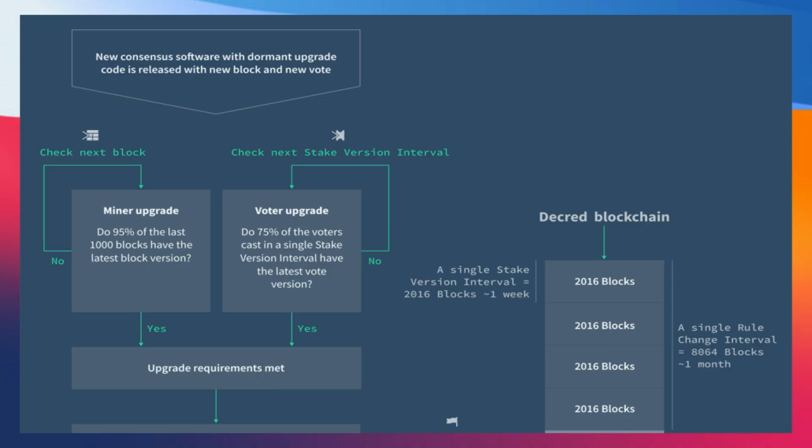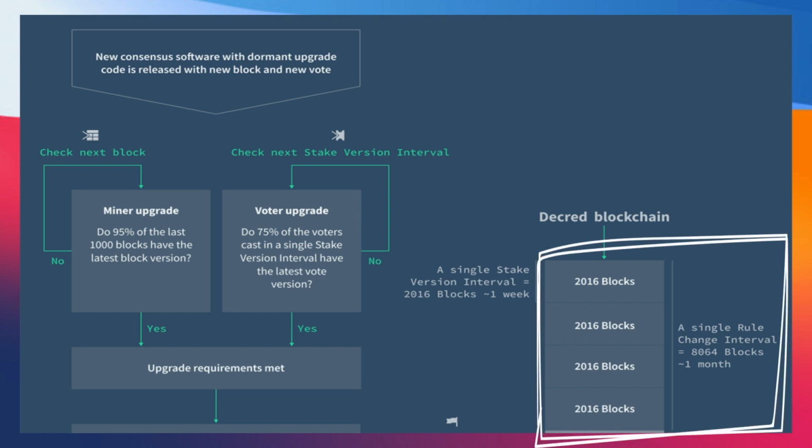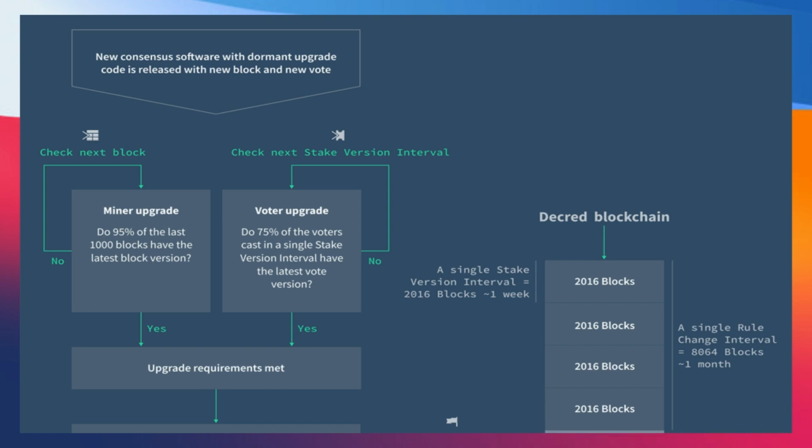In this first stage, everyone upgrades their software during a single rule change interval, which is 8,064 blocks, approximately 1 month. The new consensus code is not active. Instead, it's installed in a dormant state and will remain that way unless the final vote is successful.